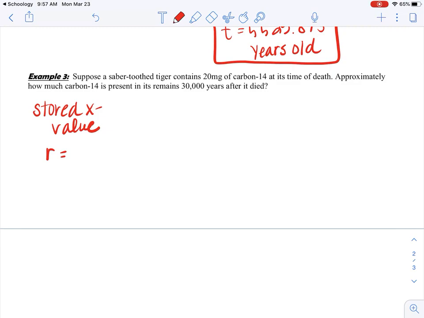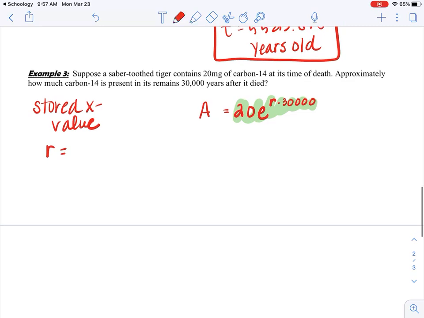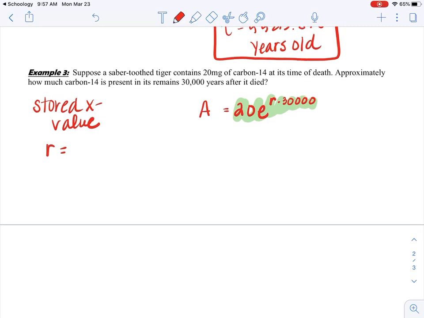All right, so now I can answer this question. It says, a saber-toothed tiger contains 20 milligrams of carbon-14 at the time of its death. So that's our initial amount. Approximately how much carbon-14 is present in its remains 30,000 years after it died? So we have E to the power of our stored rate, and then we want to know how much is left after 30,000 years. So we're looking for a final amount right here. So this is probably the easiest one. You just put this in your calculator, right? Because those are all knowns. What you're solving for is A. So in my calculator, I'm typing 20 e to the, my stored X value times 30,000.